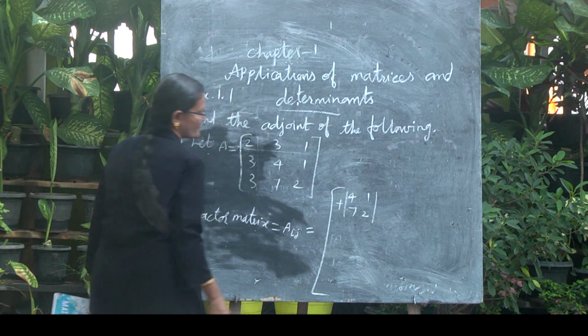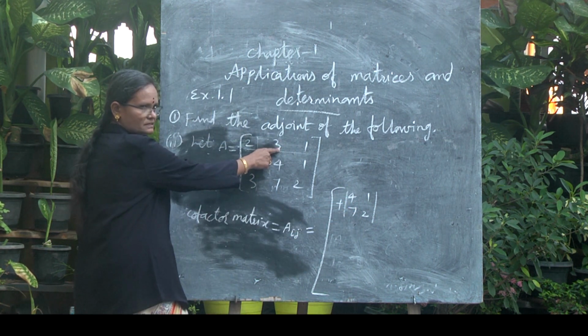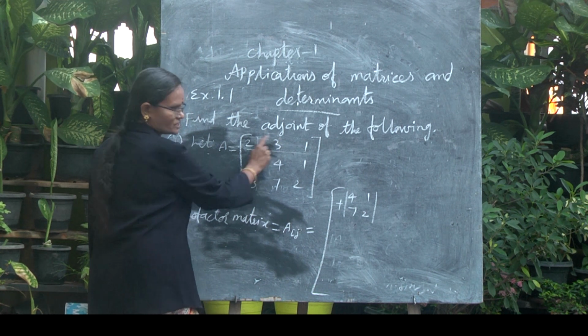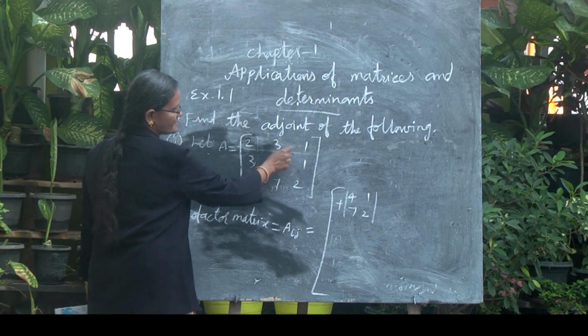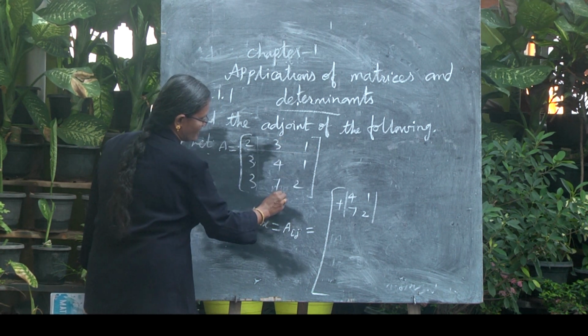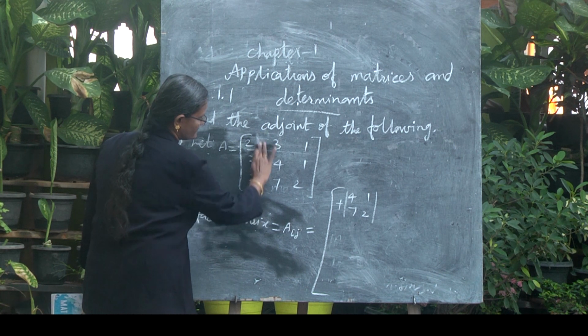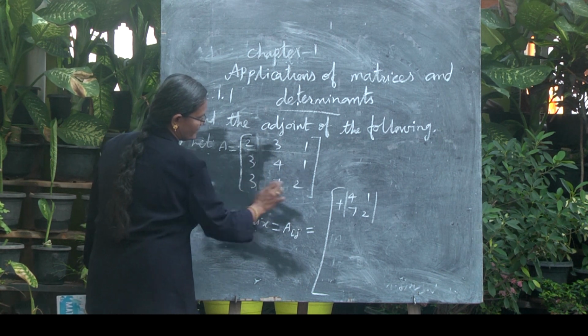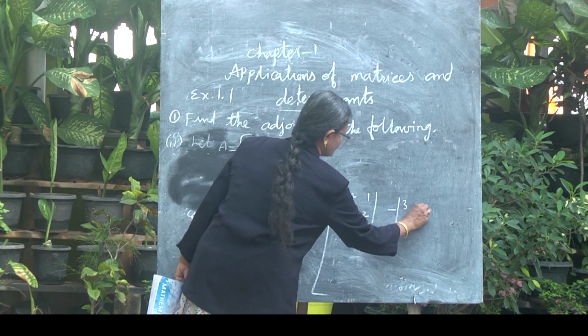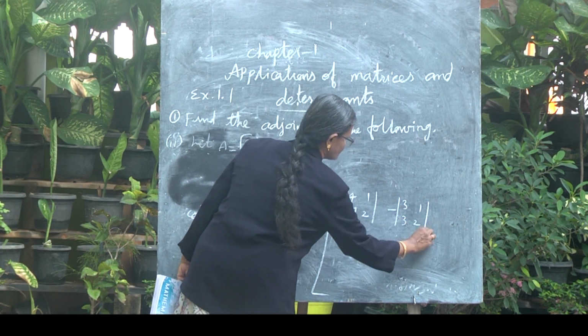This is plus. What is the next element here? In first row, second column, 3 is here. What is the position of 3? First row and second column. Ignore that first row and the second column. What are the remaining elements here? 3, 1, 3, 2. That is minus of 3, 1, 3, 2.